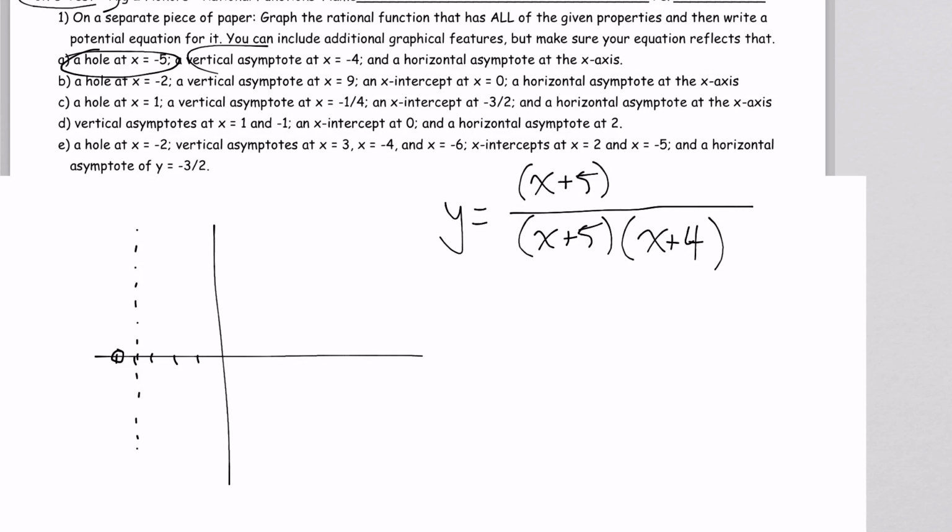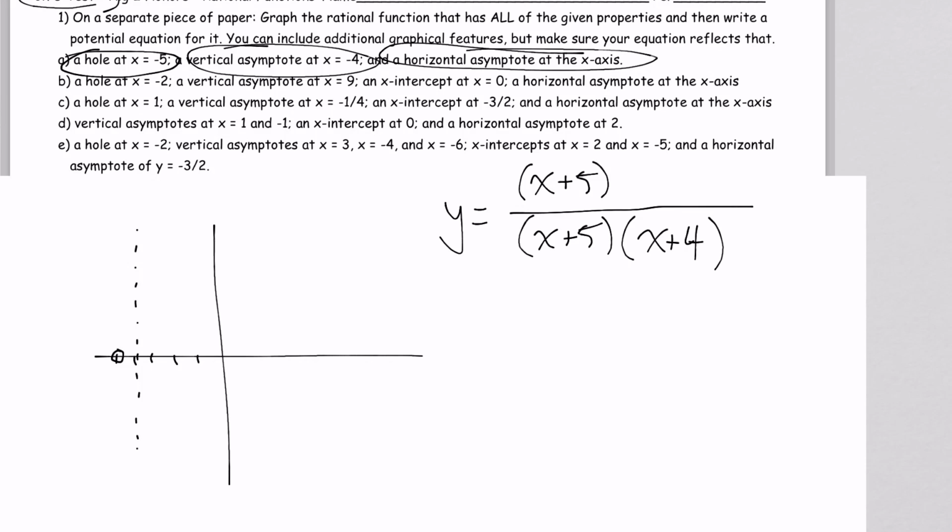Now the last thing we have is a horizontal asymptote at the x-axis. Well, guess what? This already accomplishes that, because when the degree of the denominator is larger than the degree of the numerator, your horizontal asymptote will occur at the x-axis at a y value of 0. So we've got it. Now let's just sketch everything in.